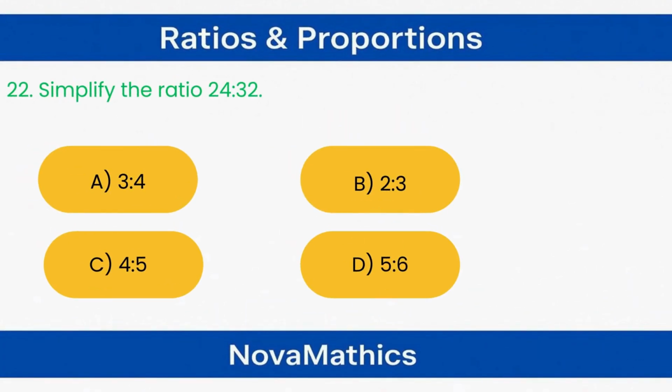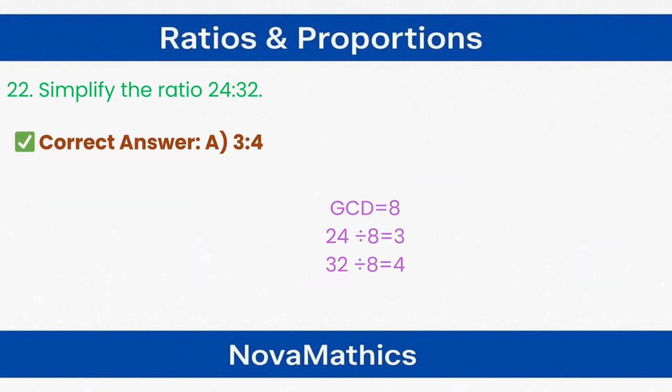22. Simplify the ratio 24 to 32. Divide by 8 to get 3 to 4.